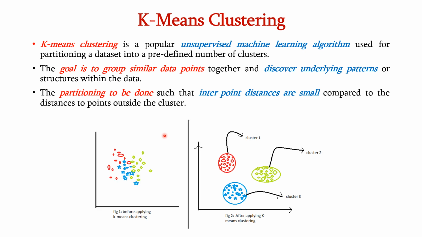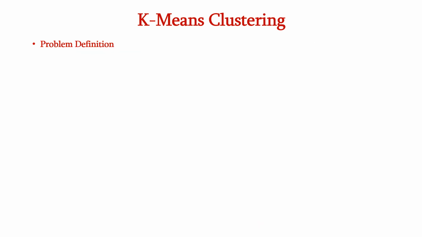This diagram illustrates the concept of clustering. Before clustering, we have these points all merged together. We have blue points, red points and green points. After we apply clustering, we can see that all the similar data items are grouped to form a cluster. So here we have three clusters. All red points belong to cluster 1, green points belong to cluster 2 and blue points belong to cluster 3. So this is the idea of clustering.